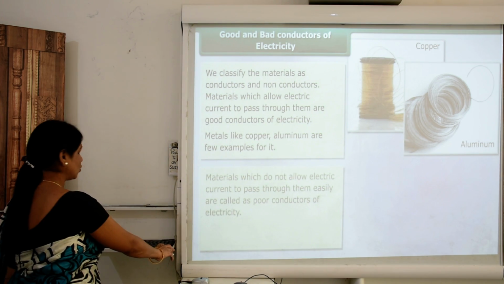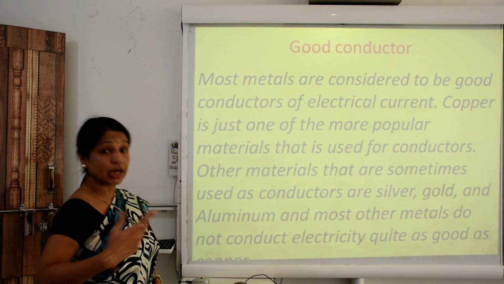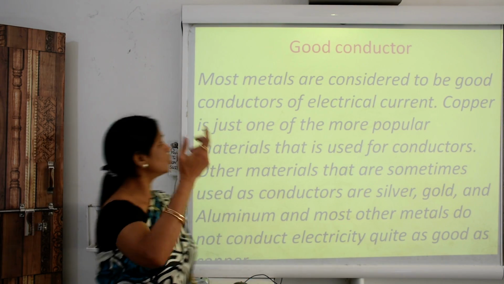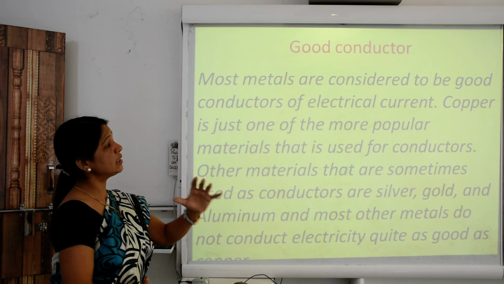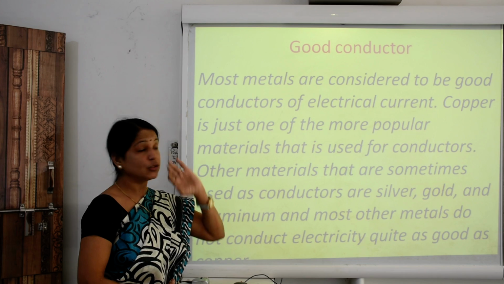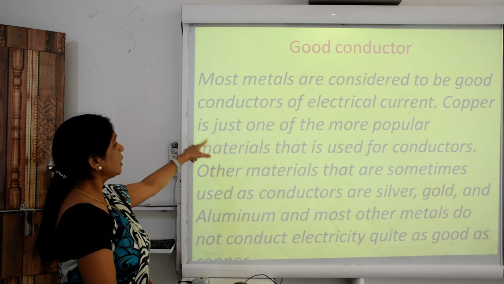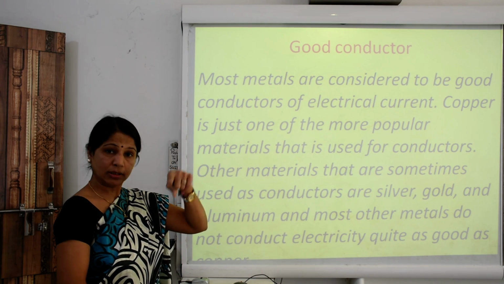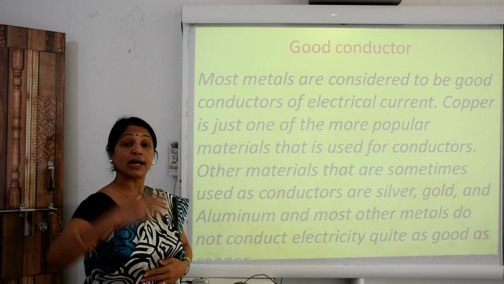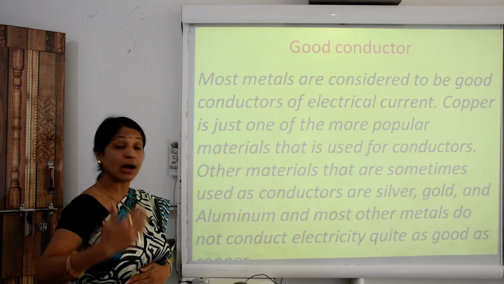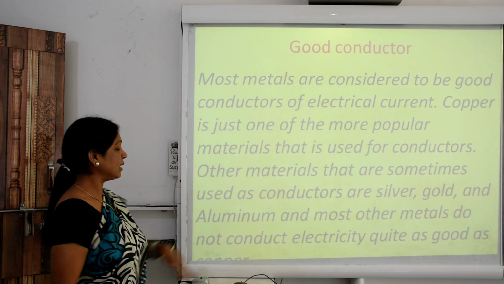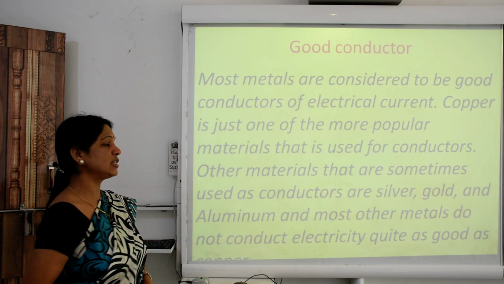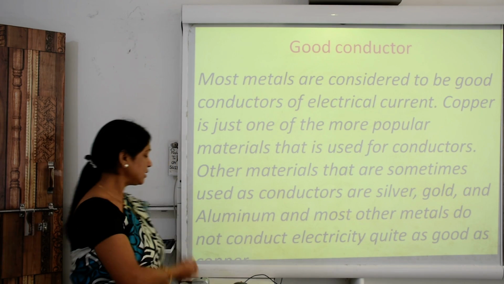Now further we are going to see the good conductor. What are the properties of a good conductor? Most metals are considered to be good conductors of electrical current. Copper is one of the most popular materials used as a conductor. Other materials that are sometimes used as conductors are silver, gold and aluminum, and most other metals do not conduct electricity quite as well.